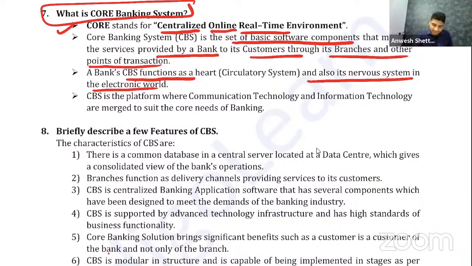Next, CBS is a platform where communication technology and information technology are merged to suit the core needs of banking. We use communication technology, we use information technology. Communication technology basically means all the information is communicated to the central server within fractions of a second. We are not just using internet to do the activity, but to update the data in the central server. So CBS is a platform where you use communication technology as well as information technology to give banking services to your customers.